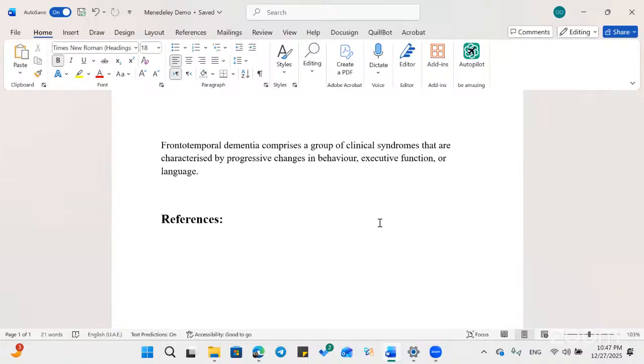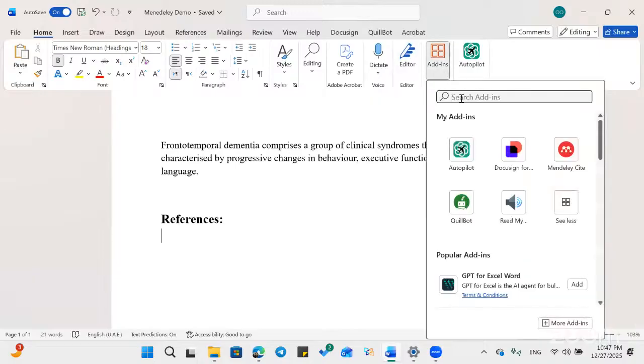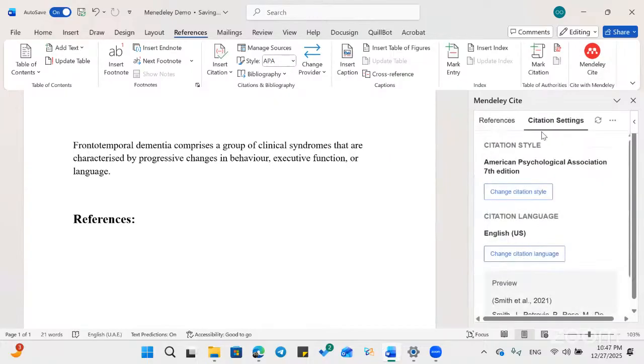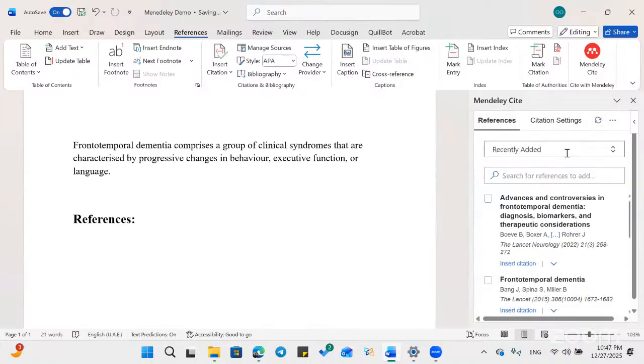The first thing we need to add is Mendeley Cite. It's an add-in. We can find it here. Click add-in, and you need firstly to add it to your Microsoft Word by searching it and adding it. And I already have it here. I can access it from here or from references here. Then by clicking on it, it appears on the right side like this.